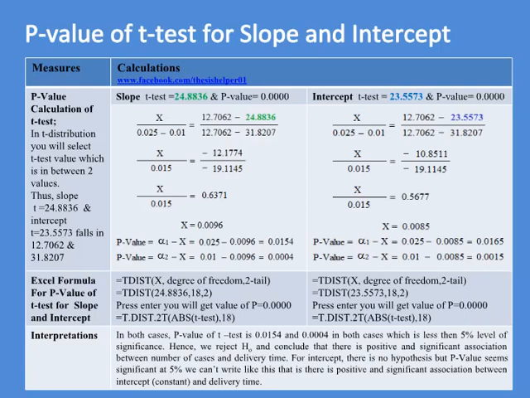Interpretations: in both cases, the p-value of the t-test is 0.0154 and 0.0004, which is less than the 5% level of significance. Hence, we reject H0 and conclude that there is a positive and significant association between number of cases and delivery time. For intercept, there is no hypothesis but the p-value seems significant at 5%. We can't write like this, that is, there is a positive and significant association between intercept, constant, and delivery time.